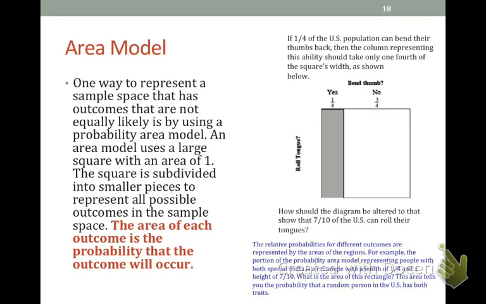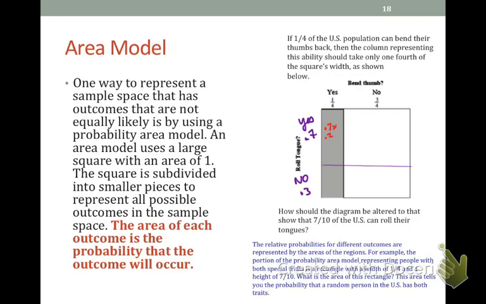So it says, and how should the diagram be altered to show that 7/10 of the U.S. can roll their tongues? So we're going to combine by overlaying what would happen with people who roll their tongues. Well, 7/10, so we've got to shade in a section of the graph that represents about 7/10. So we'd say that 7/10 of the people can roll their tongues, and 3/10 of the people cannot roll their tongues. And I try to make the size of the shaded area about 7/10 of the square and 3/10 of the square. So it looks something like this.